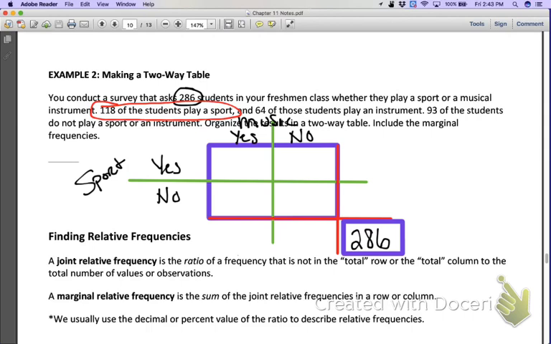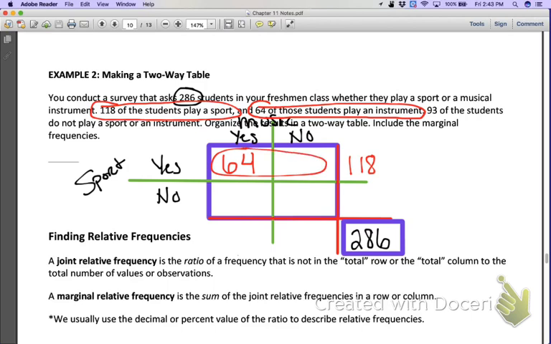Well, let's keep reading. It says 64 of those students play an instrument. So isn't... You have to split it. What do you mean split it? 64 go under the yes in the top left. So yes, yes? Yeah, and then the rest go to the yes, no. So where's the 118 going to go? Out to the side, right? Okay, because it just says 118 students play a sport. So that means 118 are in this category here.